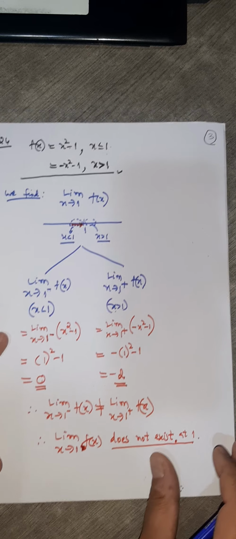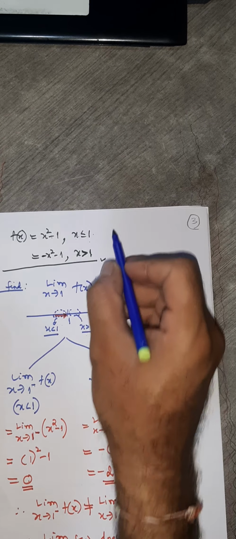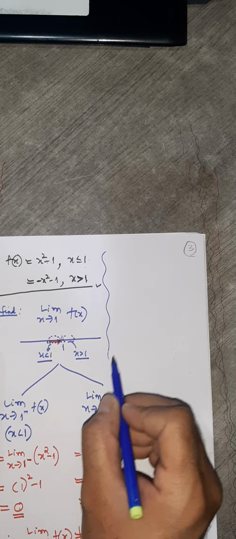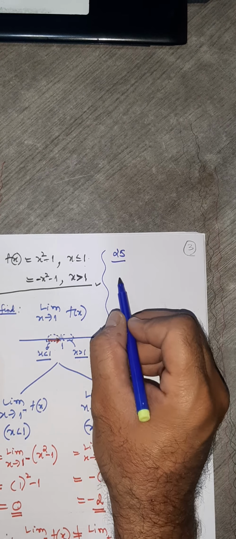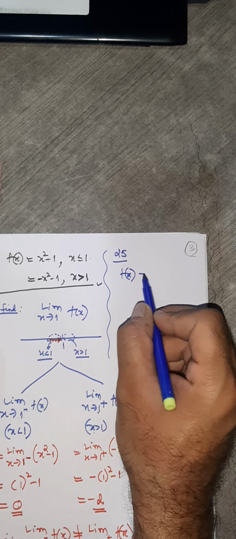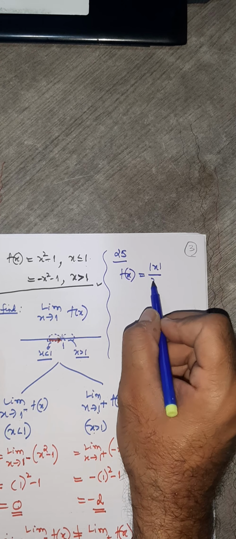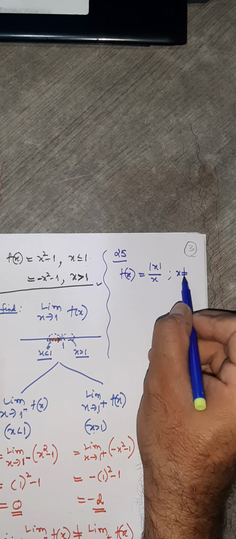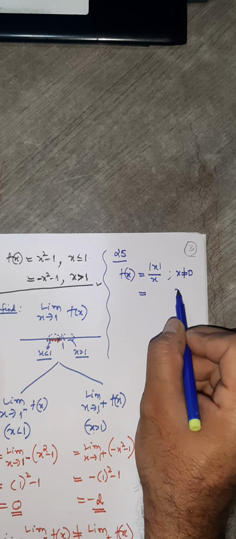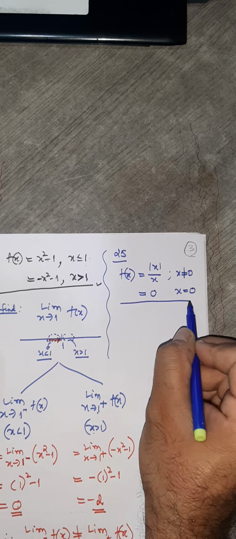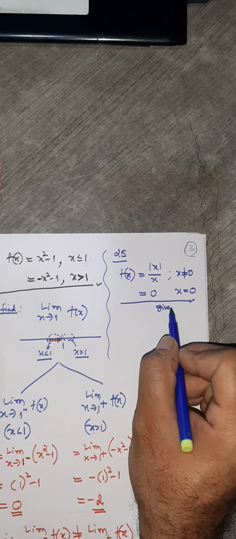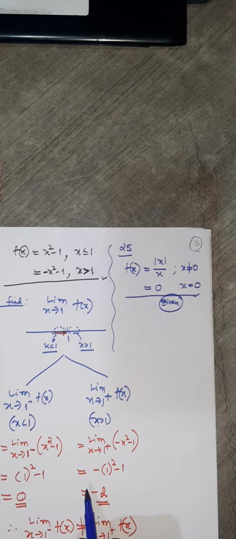Next question. Let's see 25. Question number 25 here. All are basic questions, remember. What's the function there? You have modulus x upon x if x is not 0. And if x is 0, the value is 0. That's given to you. This is given, remember.